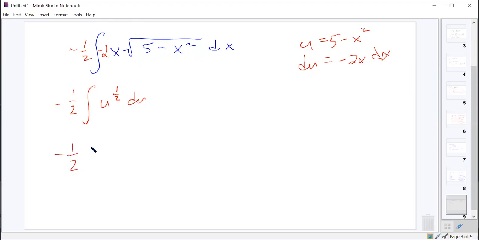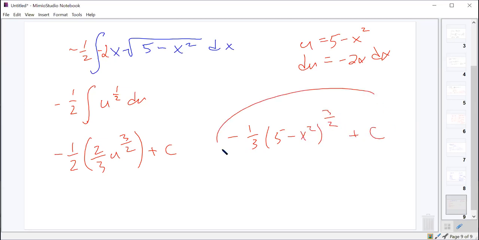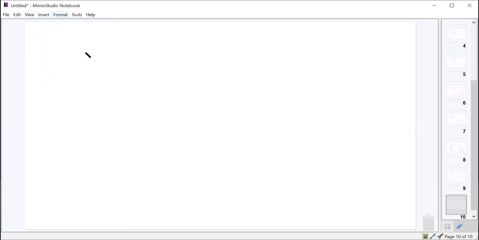So we'd have negative 1/2 times 2/3 u to the 3/2 plus your constant, or negative 1. Well, I guess we could make it negative 1/3, right? Half of 2/3 would be negative 1/3, and then our u is 5 minus x squared to the 3/2 plus the constant. Right. So those ones show up fairly often, and some years they put ones that are similar to that, but even a little bit more complicated, where they might throw in something like the integral of x cubed square root of x squared plus 1, let's say.